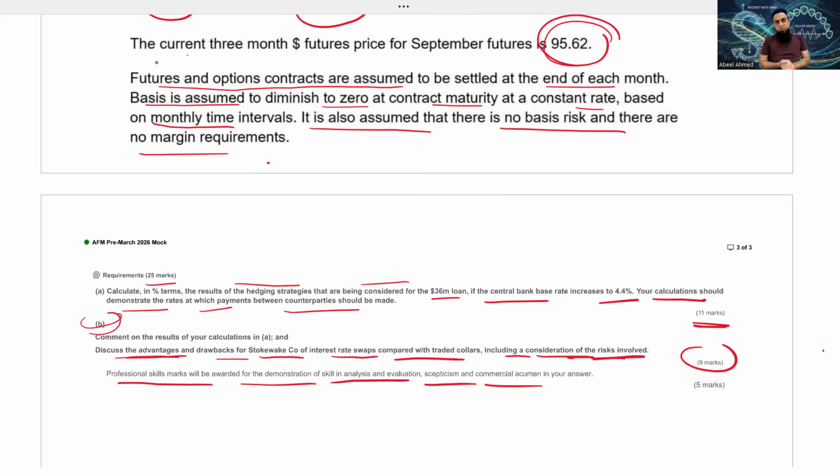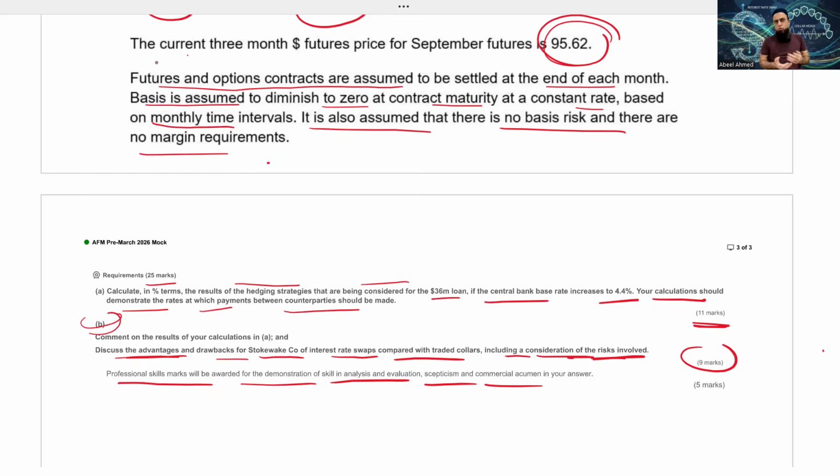One of the advantages in case of interest rate swap is that here for Stockwake it is eliminating the uncertainty which Stockwake could have faced in case of a floating rate loan, because under interest rate swap, floating rate is converted to fixed rate, which gives Stockwake a certain amount which they have to pay. That is one of the advantages, and this is not the case in collar hedge. In collar hedge they'll still be taking the loan at a floating rate.